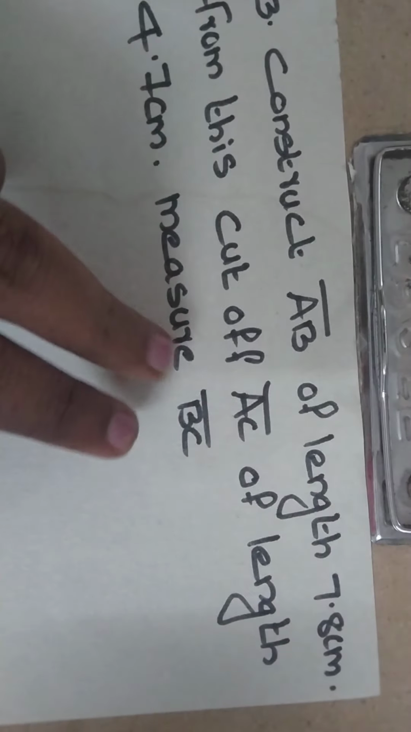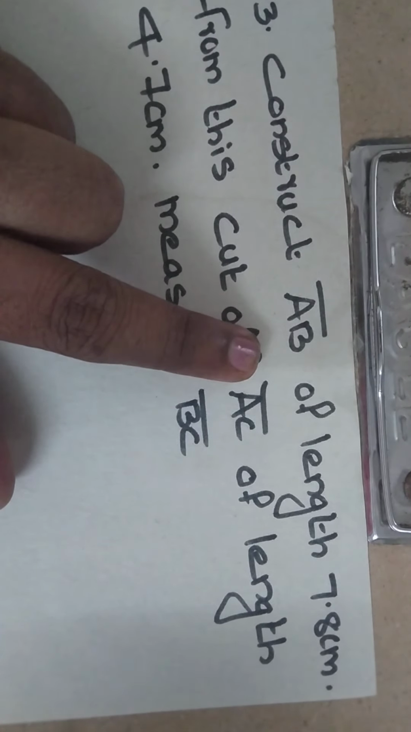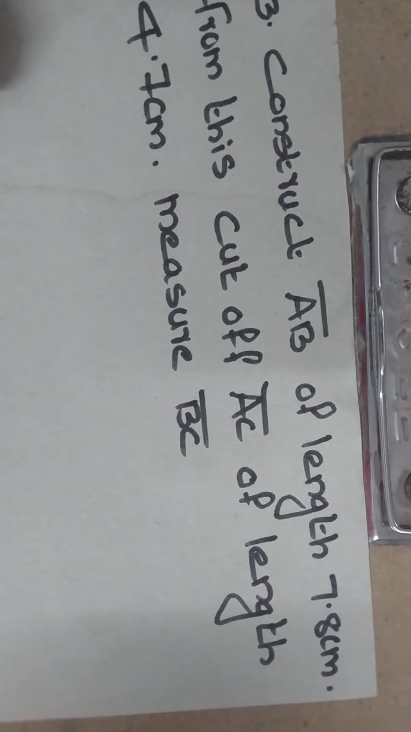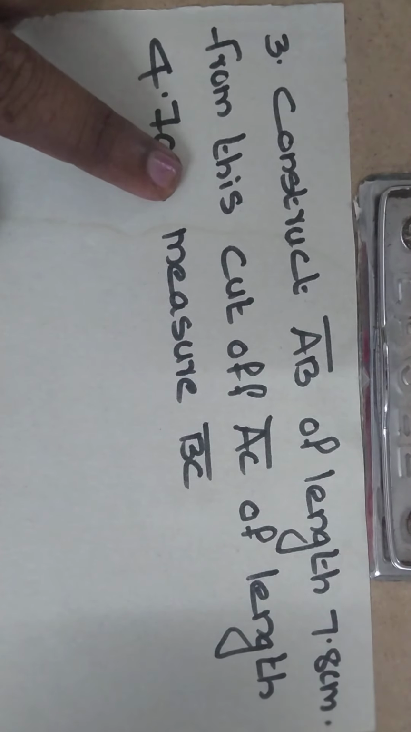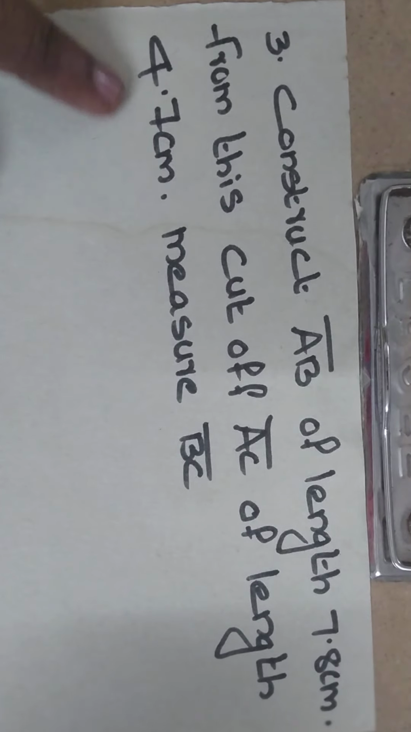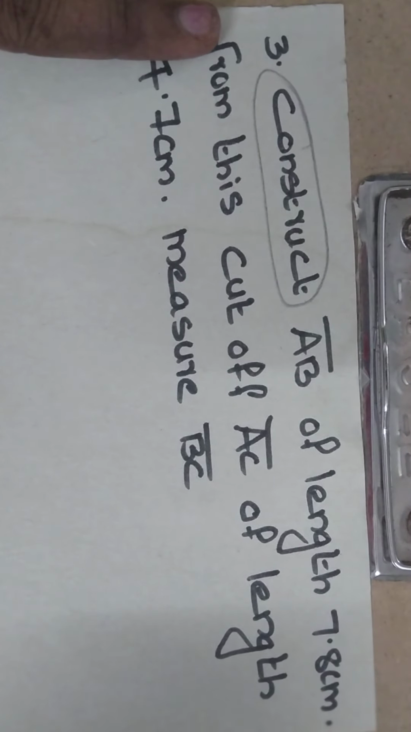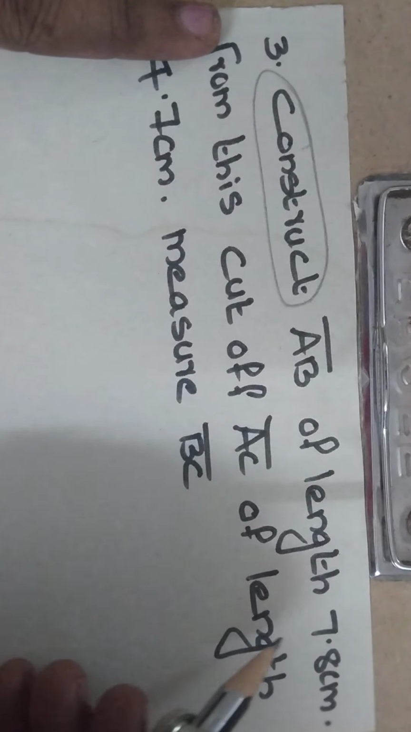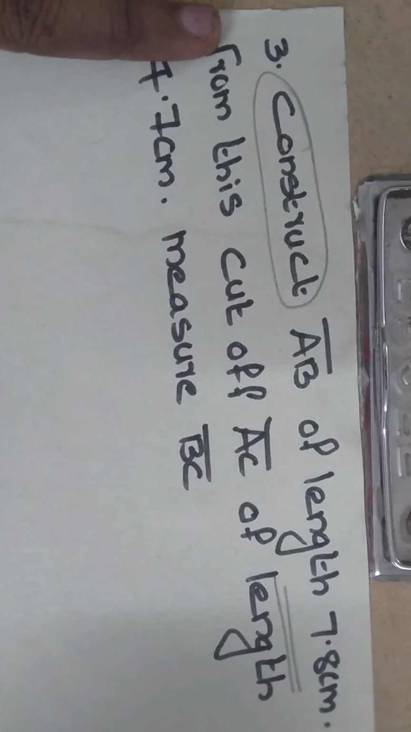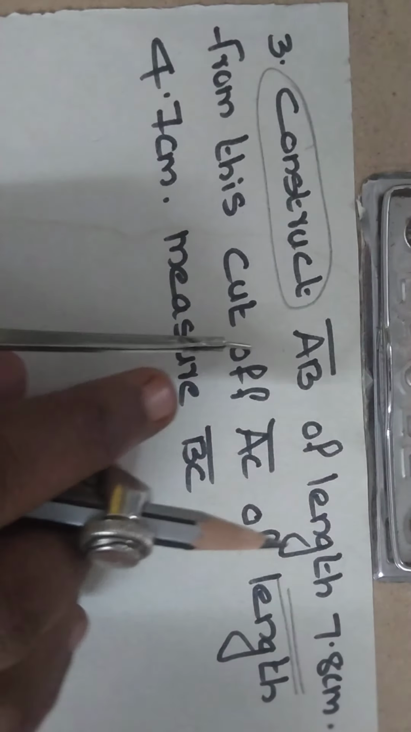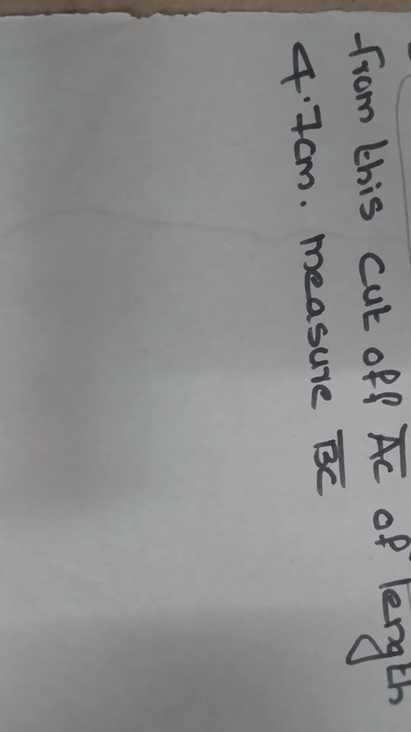Next, third question. In the third question, they say construct a line segment AB of length 7.8 centimeter. From this, cut off AC of length 4.7 centimeter. Measure BC. There also the word is construction, not simply drawing with a scale and pencil. Using compass, construct 7.8 and mark it as AB.